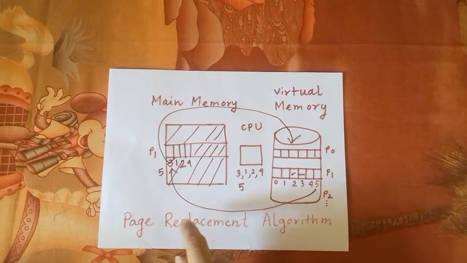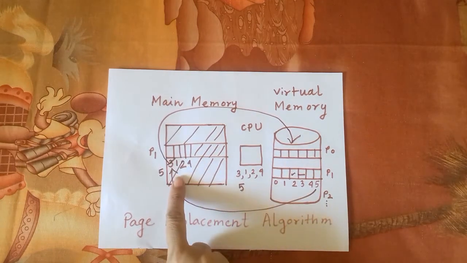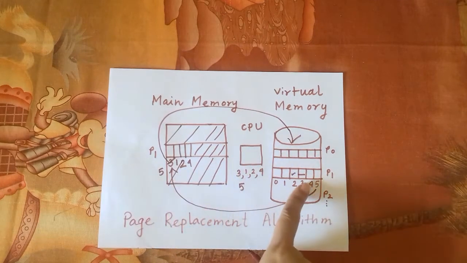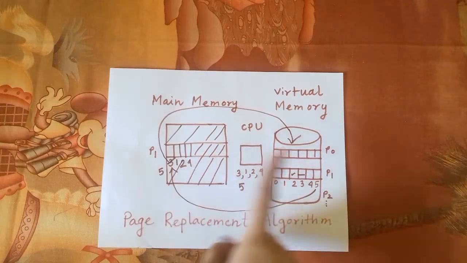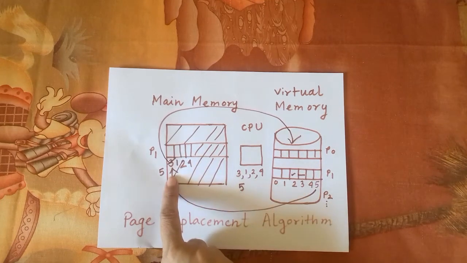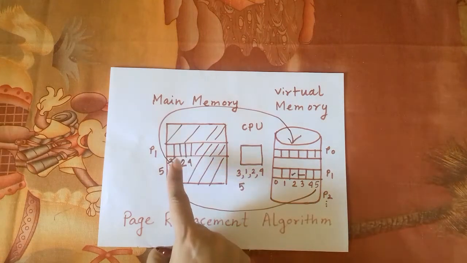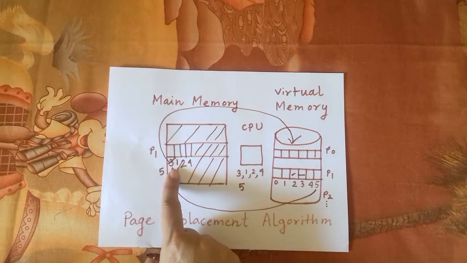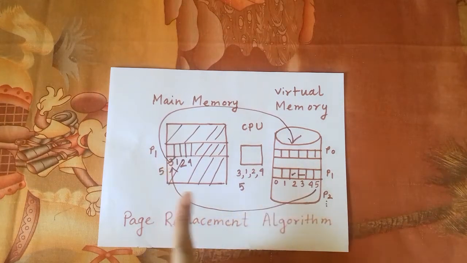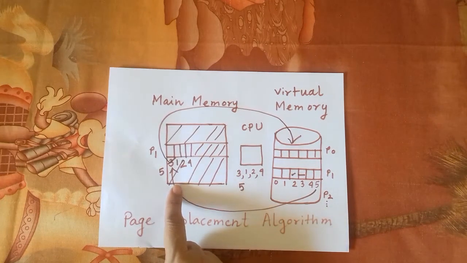One more important thing is when we need some page and the page is not available in main memory, it is available in disk, it has to be brought. So every time we are bringing a page from virtual memory to main memory, it is called a page fault. Fault means the page is needed but not present in the main memory. So it is a fault. Fault for what? Fault for not having the page in main memory. So it is considered as a page fault.